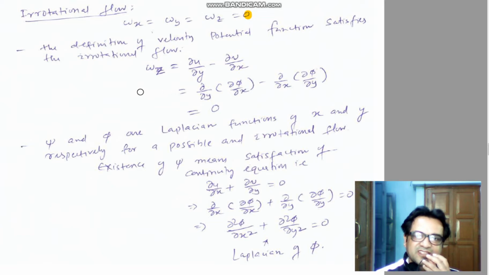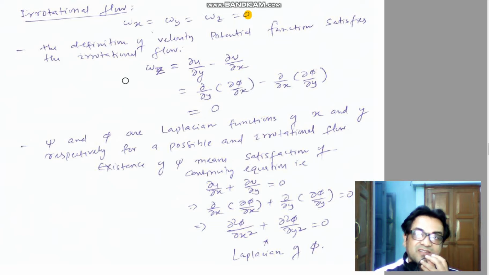We have defined the velocity potential function as u equal to del phi by del x, v equal to del phi by del y, w equal to del phi by del z. So now let's see omega z, del u by del y minus del v by del x. Now put u and v in terms of the velocity potential function phi: del by del y of del phi by del x minus del by del x of del phi by del y. Now you see it's 0. So the angular velocity is 0. So if a velocity potential function exists in a flow, the flow must be irrotational. And if the flow is irrotational, then the velocity potential function exists.